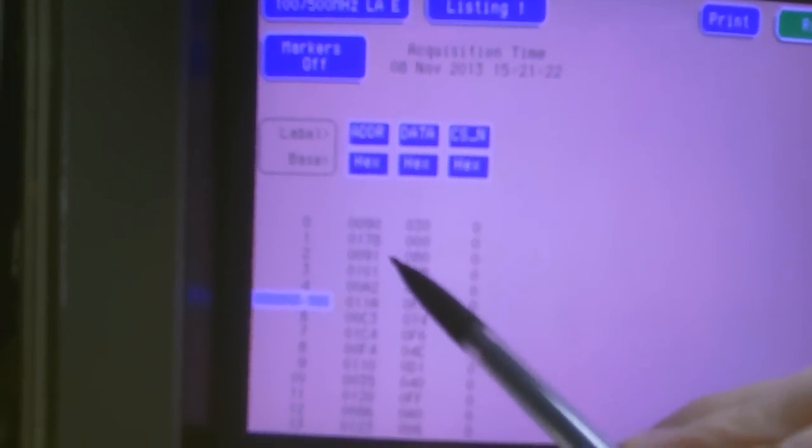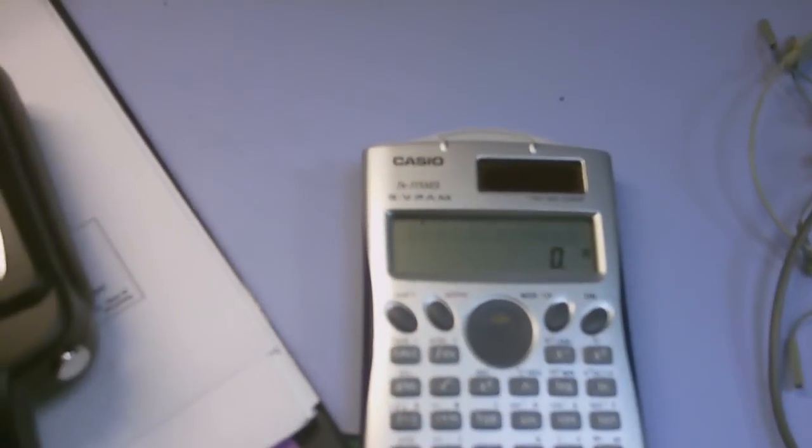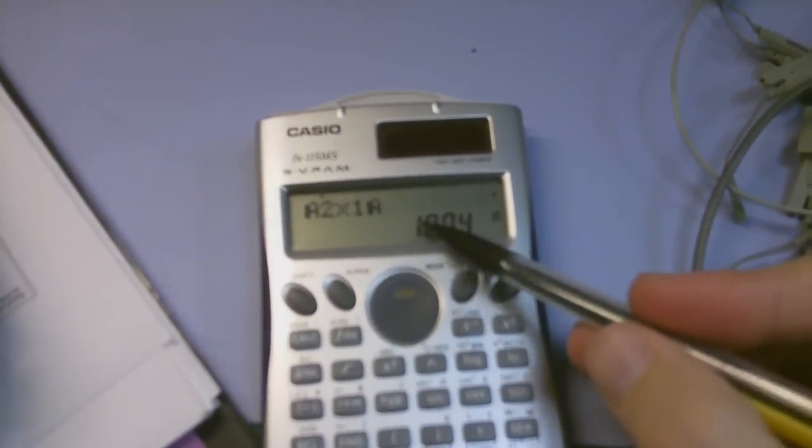Let's see if that pattern continues. If I do, down here, A2 by 1A, we got 1074, A2 times 1A, there's my 74. So there's definitely some kind of multiplication going on. The one thing I don't understand is the 10 here. That's the upper byte, and I don't see that anywhere. So let me poke around and run some numbers here and see if I can figure out a pattern.